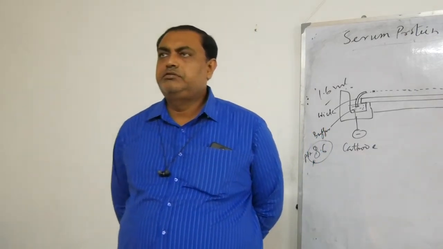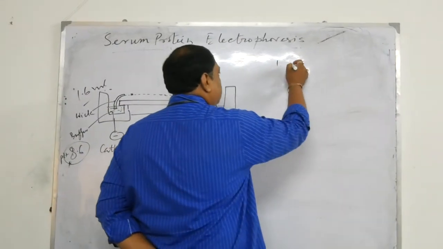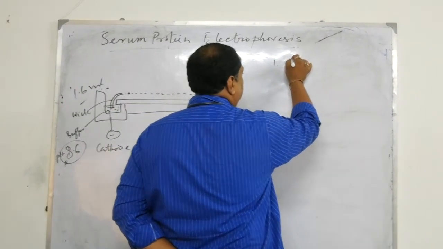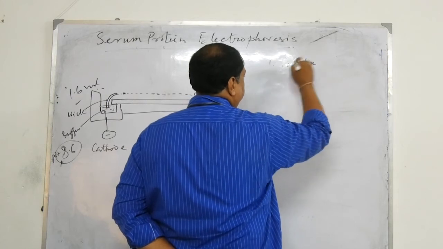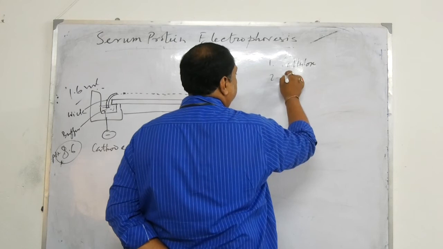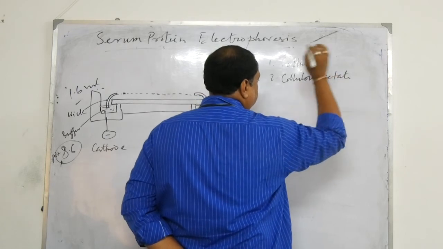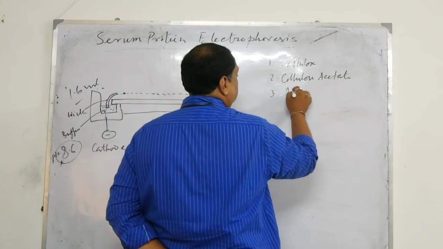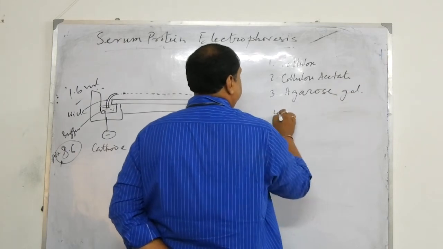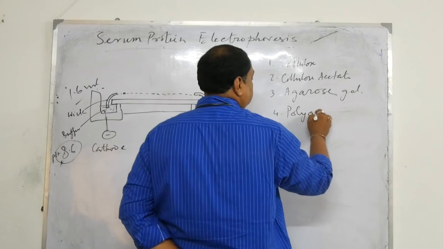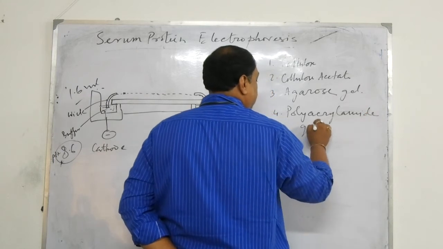Types of electrophoresis: paper electrophoresis, cellulose electrophoresis, cellulose acetate electrophoresis, agarose gel electrophoresis, polyacrylamide gel electrophoresis.